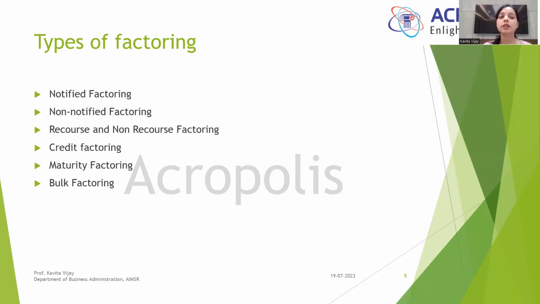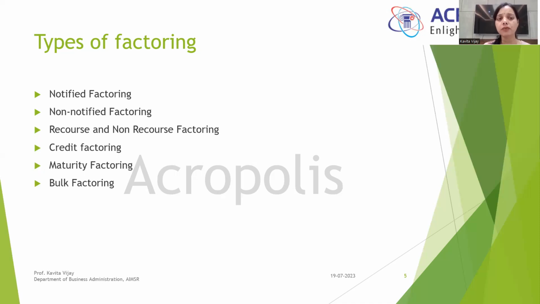Now let's discuss, there are various types of factoring. The first is notified factoring. We can understand it by the name also, where the customer is intimated. Who is the customer? The customer is the buyer of goods and services, the person or the company who is buying the goods and services on credit terms from the seller company.